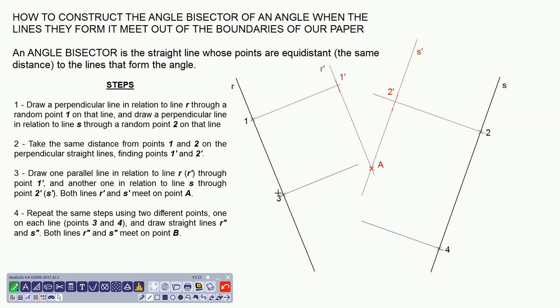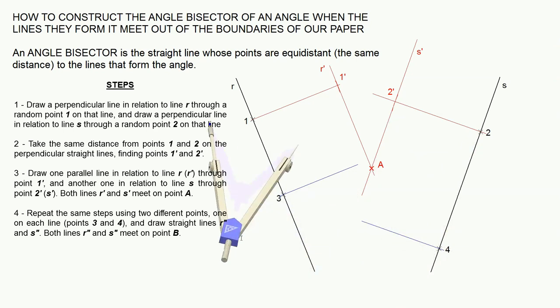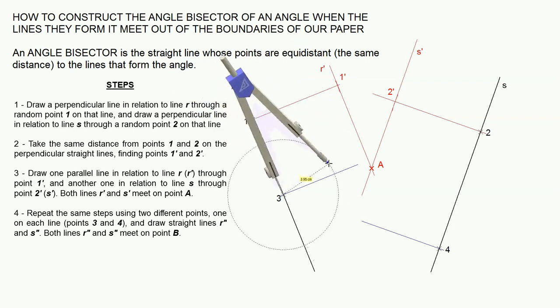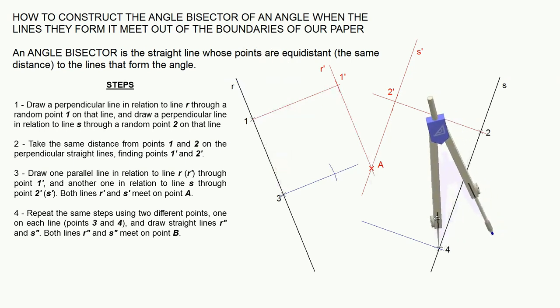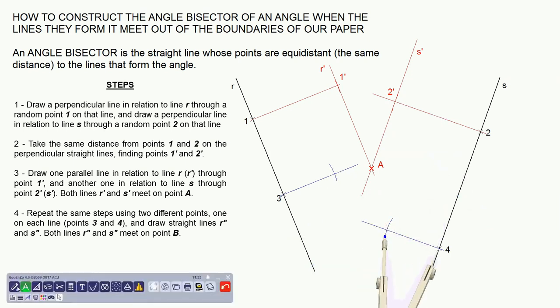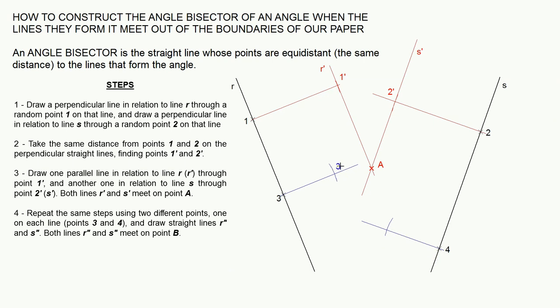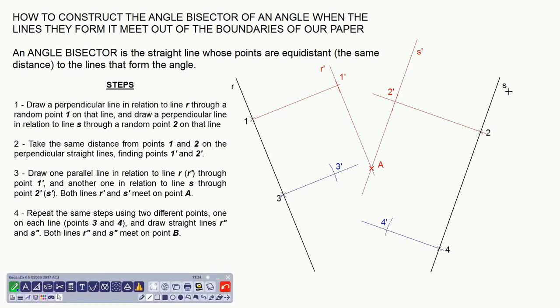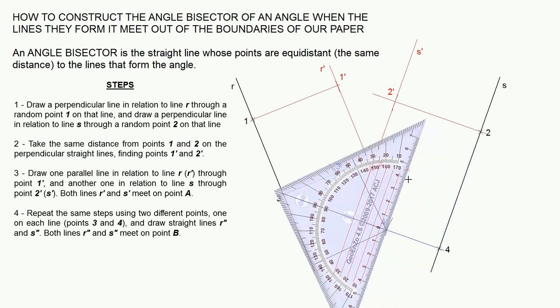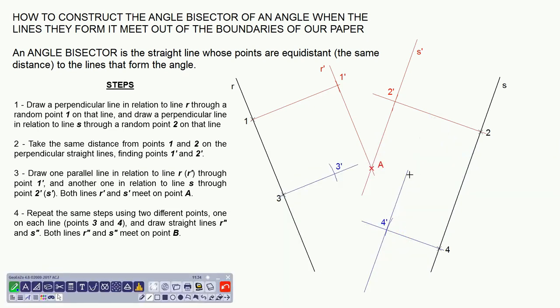Now I will take the same distance on these perpendicular lines, a different distance than I took before in points 1 and 2. For example, this distance and the same from point 4. Point 3 and point 4 are at the same distance to each of lines R and S. I draw a parallel line in relation to line S that goes through point 4, and I draw a parallel line in relation to line R that goes through point 3.